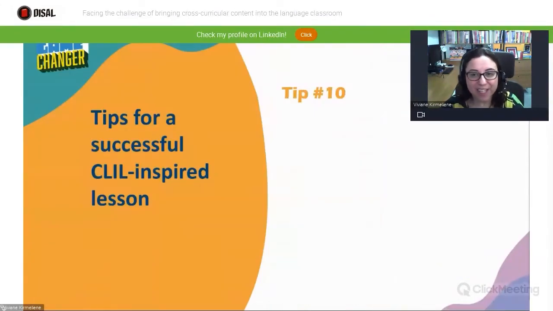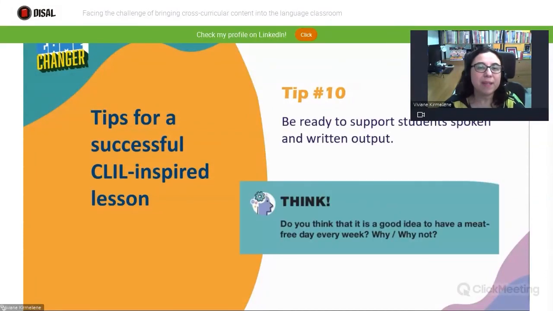Tip number 10, we're getting to the end of our tips. Be ready to support students' spoken and written output, because I would say that this is the climax of your classes. Okay, what are your students going to produce? If you think of a cycle in which we present content, practice that content, and then we have some kind of production, students need support to express their ideas either orally or in writing. So we must support students' oral and written production in class.